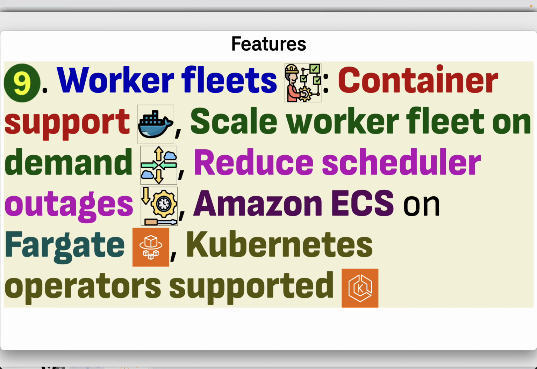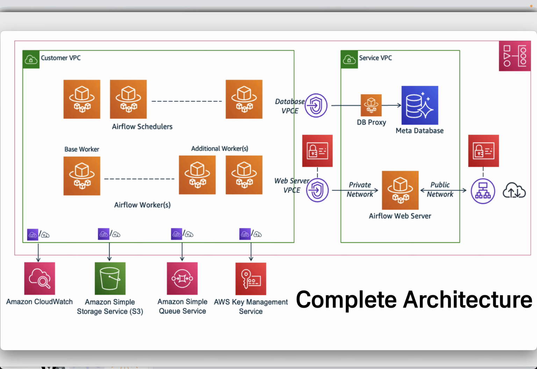Amazon Managed Workflow for Apache Airflow offers support for using containers to scale the worker fleet on demand and reduce scheduler outages using Amazon ECS on AWS Fargate, Elastic Container Service. Operators that invoke tasks on Amazon ECS containers and Kubernetes operators that create and run pods on a Kubernetes cluster are also supported. Next is the complete architecture of Amazon Managed Workflow for Apache Airflow.